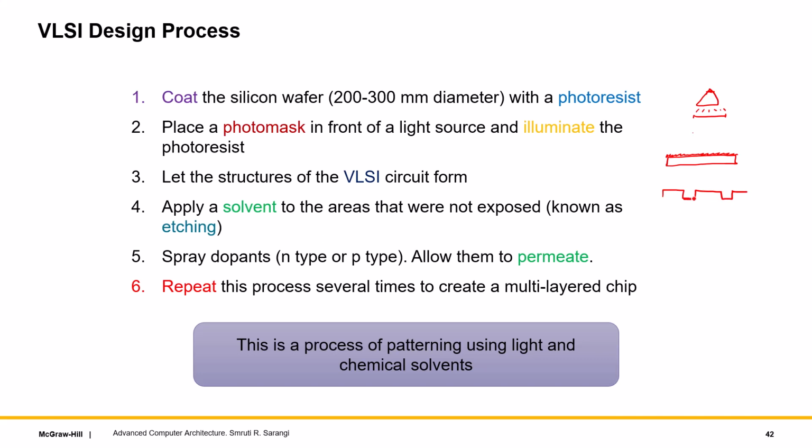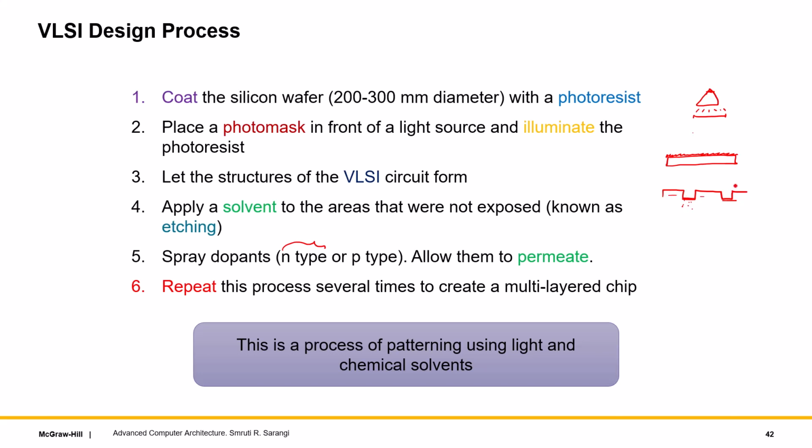The trench is where the basic silicon is exposed. Otherwise, the basic silicon is not exposed. Now, let's say to dope a region, we can spray a dopant in a gaseous form. It can either be an N-type gas or a P-type gas, phosphorus type, boron type. We allow the dopants to permeate into the silicon, so we get either N-type doped or P-type doped.